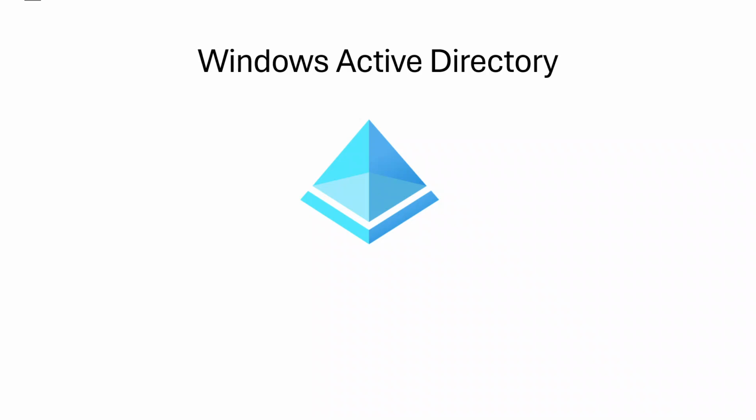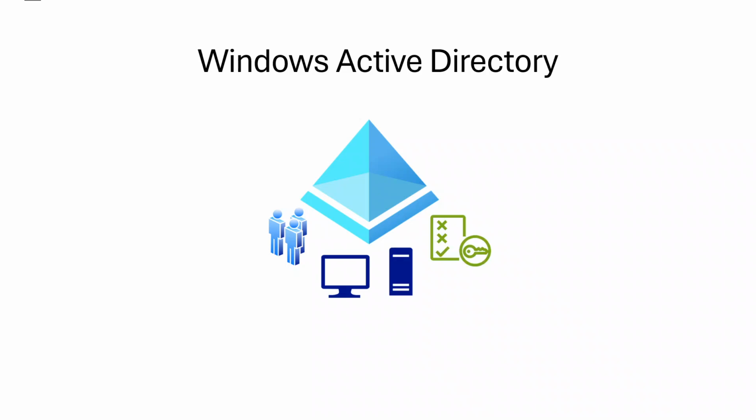Windows Active Directory is a directory service developed by Microsoft for Windows domain networks. A Windows domain network is a system that connects computers and servers running the Windows operating system. Active Directory is used to manage and store information about various resources, such as users, groups, computers, servers, and policies. It enables administrators to centrally control and organize these resources efficiently.